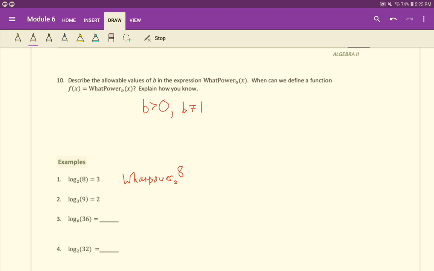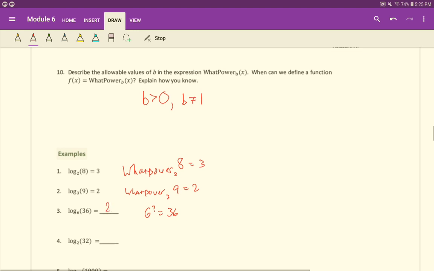Log base 2 of 8 equals 3, right? Or what power of 3 gives you 9? The answer is 2, right? So we can do all these same problems here using logarithms. In other words, this right here is asking: 6 to what power gives us 36? That's what this is asking right here, and the answer is 2, right?